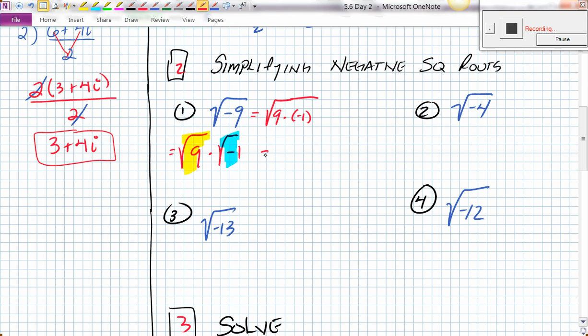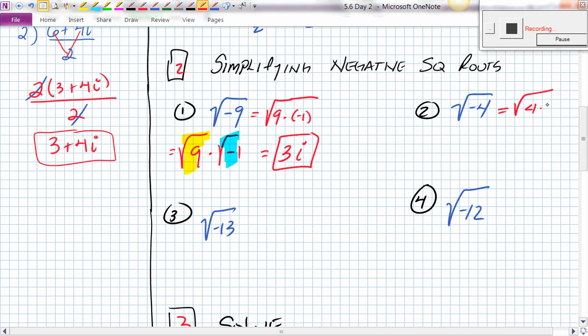So then I have the principal square root of the square root of 9 is 3, and then the square root of negative 1 is i. So the principal square root of the square root of negative 9 is 3i. So same thing works over here, right? This can be broken up into the square root of 4 times negative 1, which is the same thing as square root of 4 times the square root of negative 1, which is 2i. So the principal square root is 2i.